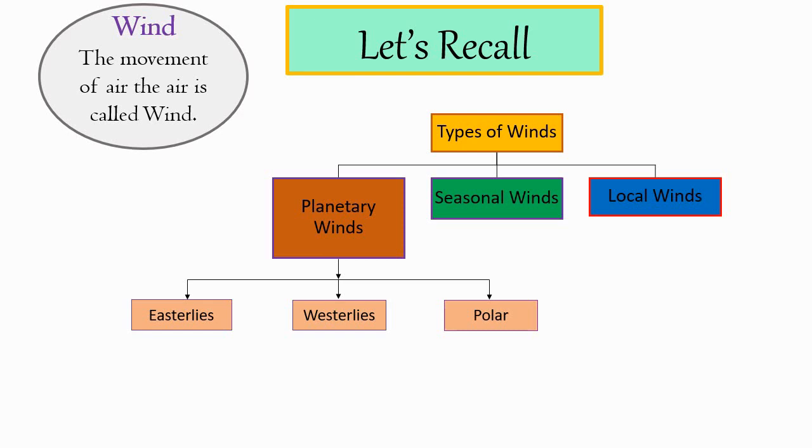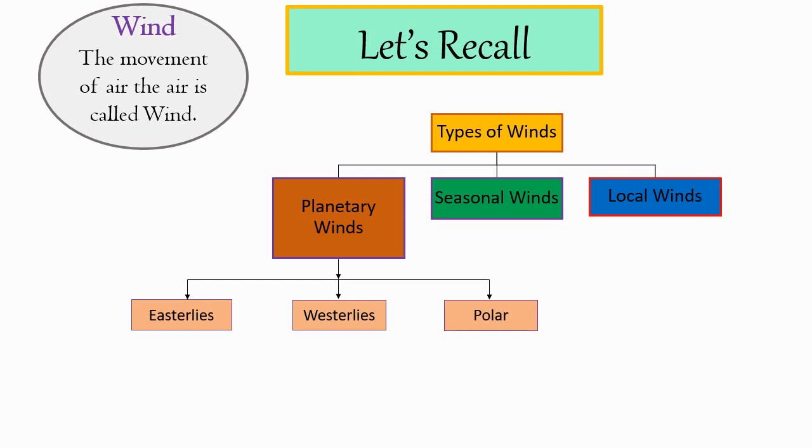Then we discussed the wind direction, how the direction of the winds is influenced by the rotation of the earth. In the northern hemisphere, winds get deflected towards the right of their original direction, whereas in the southern hemisphere, they get deflected toward the left of their original direction. And this effect is known as Coriolis effect.